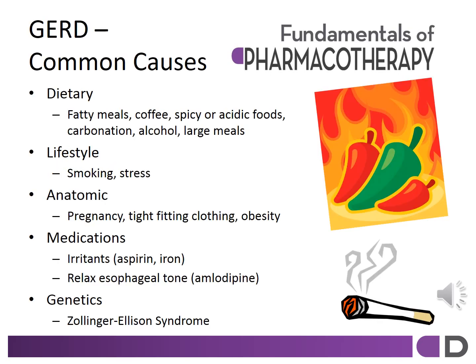If you answered all of the above, you were correct. Those are just 3 examples of common GERD triggers. We'll discuss a few more below. First, GERD can be triggered by dietary reasons. So diets that are rich in fatty foods, spicy foods, acidic foods such as tomatoes or orange juice, large meals, or alcohols can all be common causes of GERD.